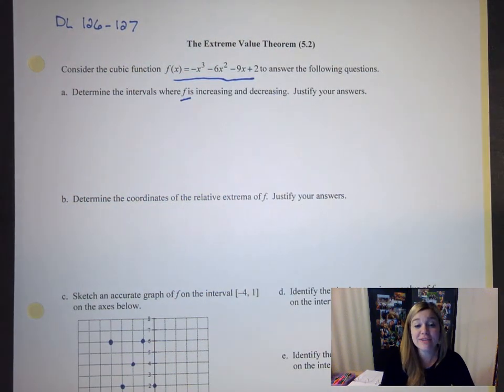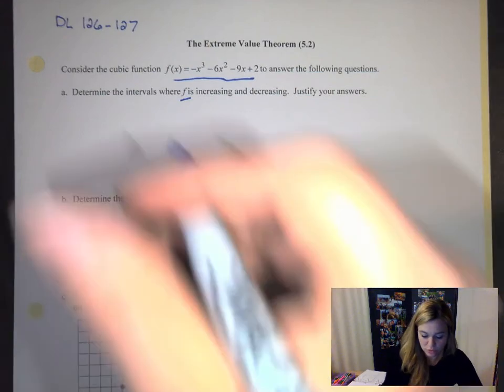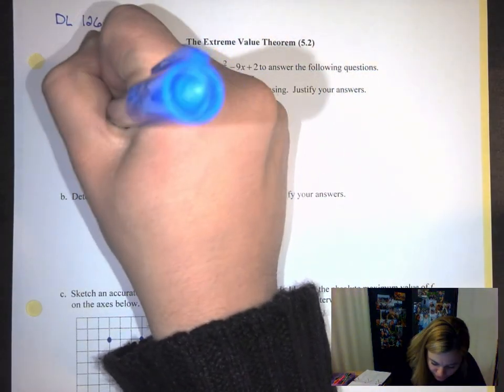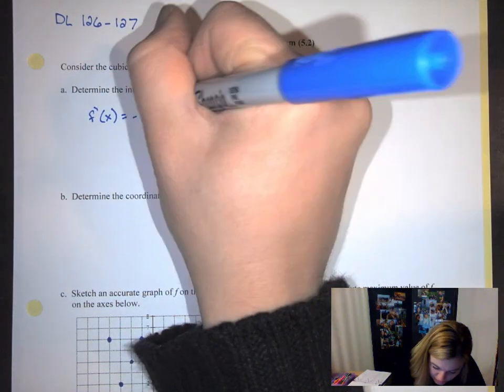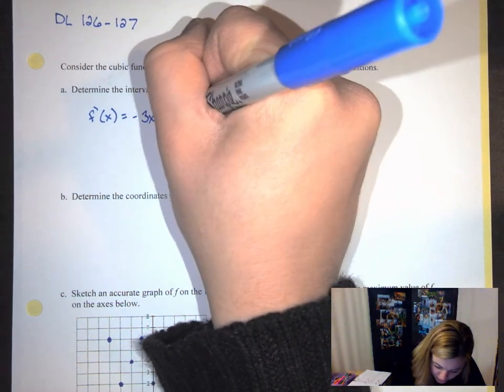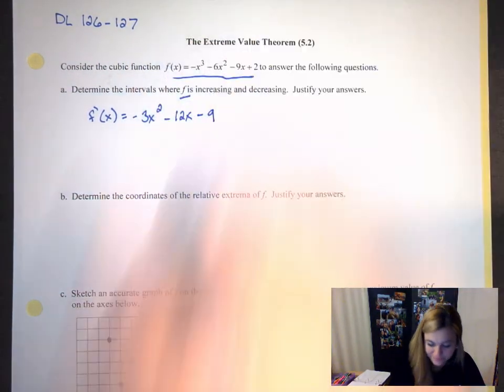Okay, if f is increasing, what does that mean about f prime? F prime is positive. If f is decreasing, it means f prime is negative. So what we're going to do is find the places where the derivative is 0, meaning it's neither negative nor positive, and then make a chart, figure out where is the derivative positive, where is it negative. So first thing you need to do is take the derivative. So f prime of x is negative 3x squared minus 12x minus 9.